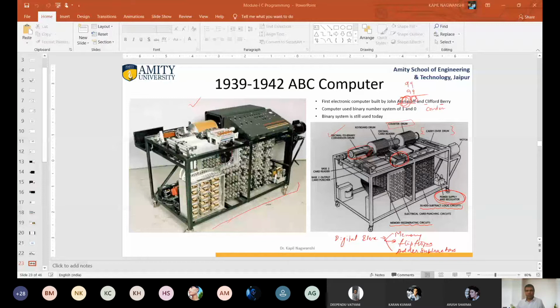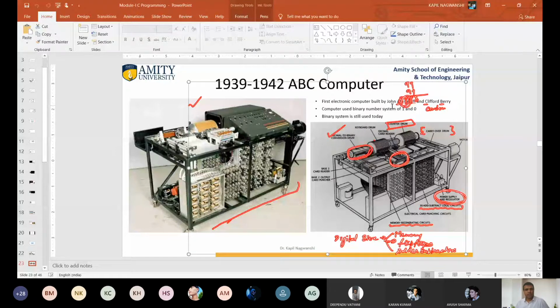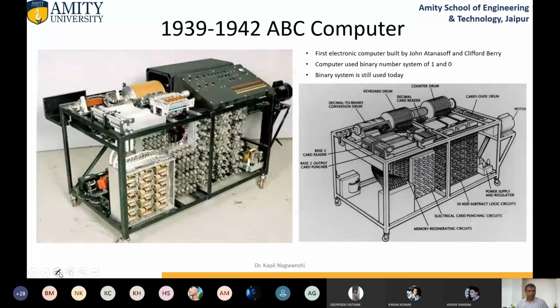So let us start today's lecture with this computer known as the ABC computer, which was developed between 1939 and 1942. Let us see the different parts of this computer. On the left-hand side is the actual model, and on the right-hand side is the prototype.